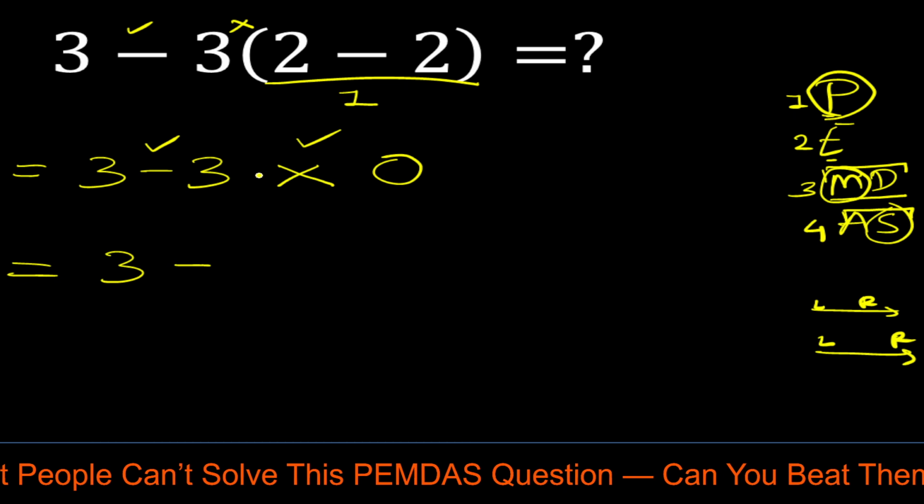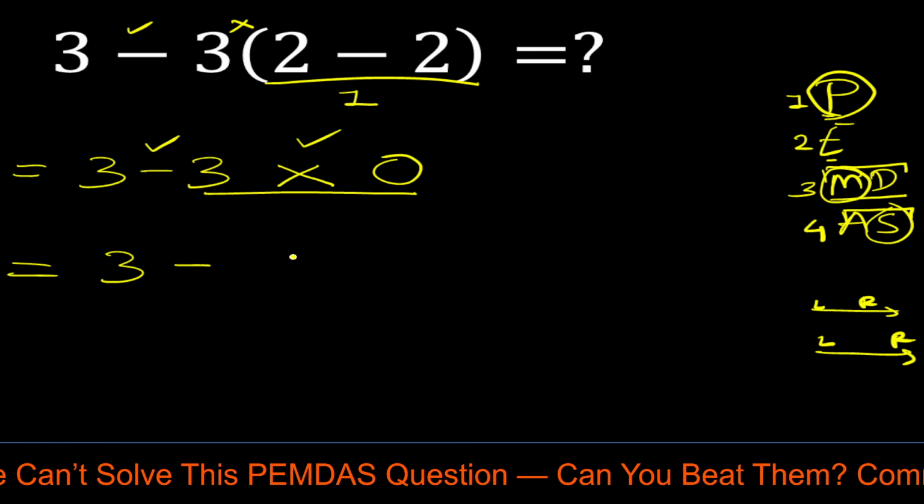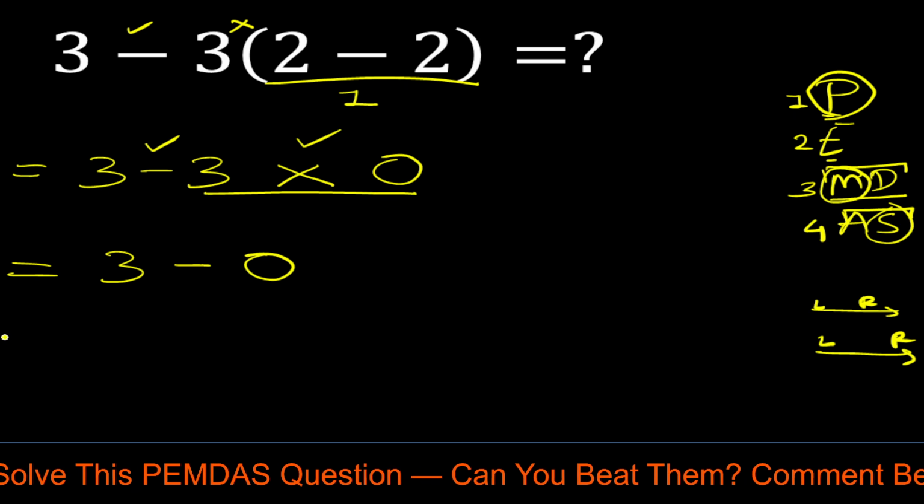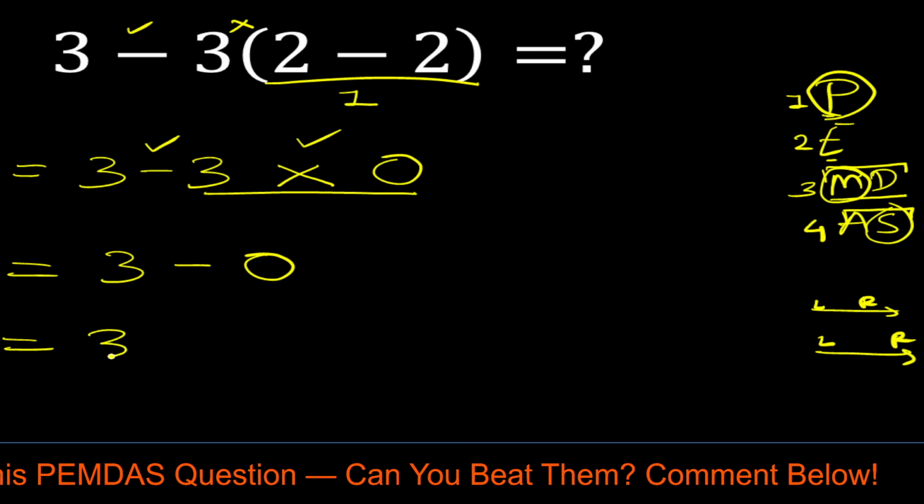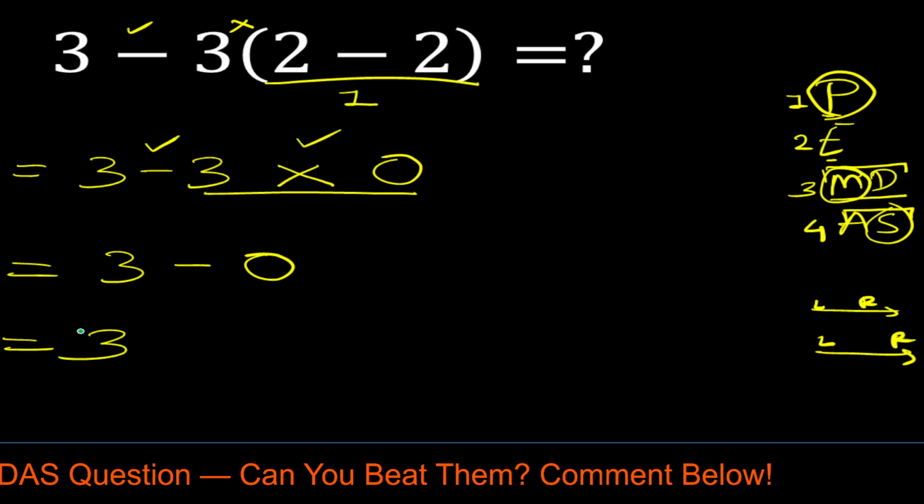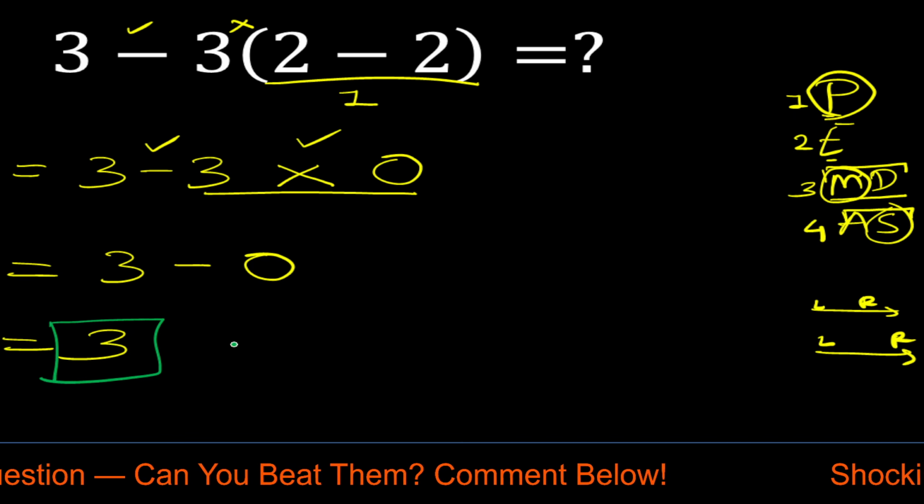So 3 minus, now solve this multiplication, 3 times 0 is equal to 0. So now 3 minus 0 is equal to 3. So the correct answer is 3, right?